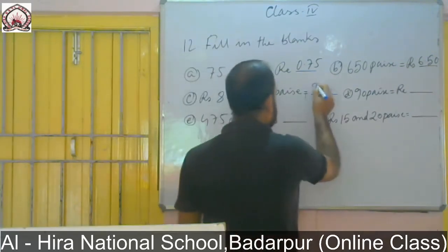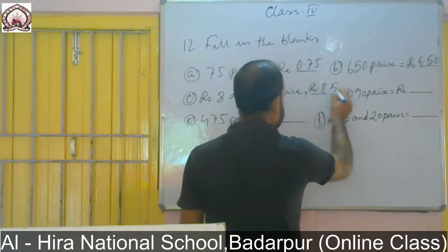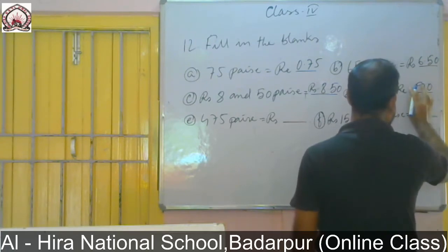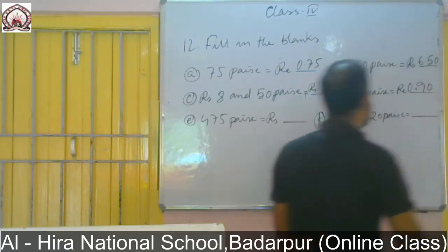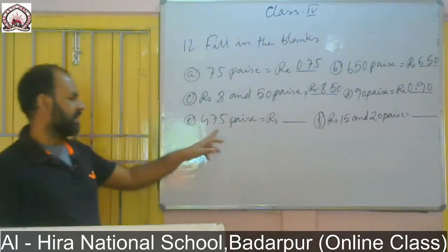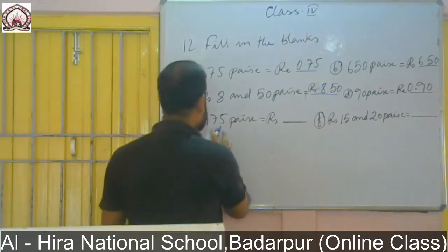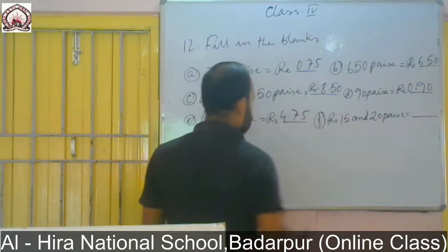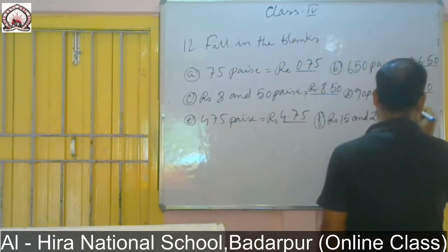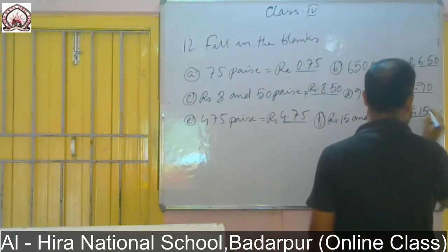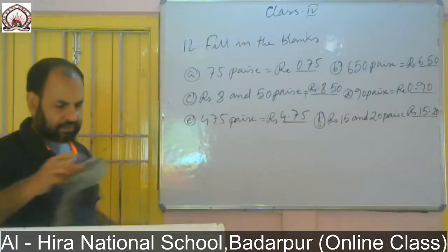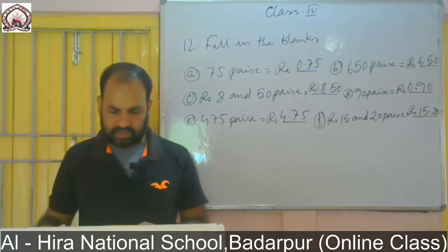Next, 8 rupees 50 paisa means 8.50 rupees. Next, 90 paisa equal to 0.90. Next, 475 paisa equal to dash: 400 paisa equals 4 rupees, and 75 paisa, so 4.75. Next, 15 rupees 20 paisa is 15.20. Next, we do more sums for practice.